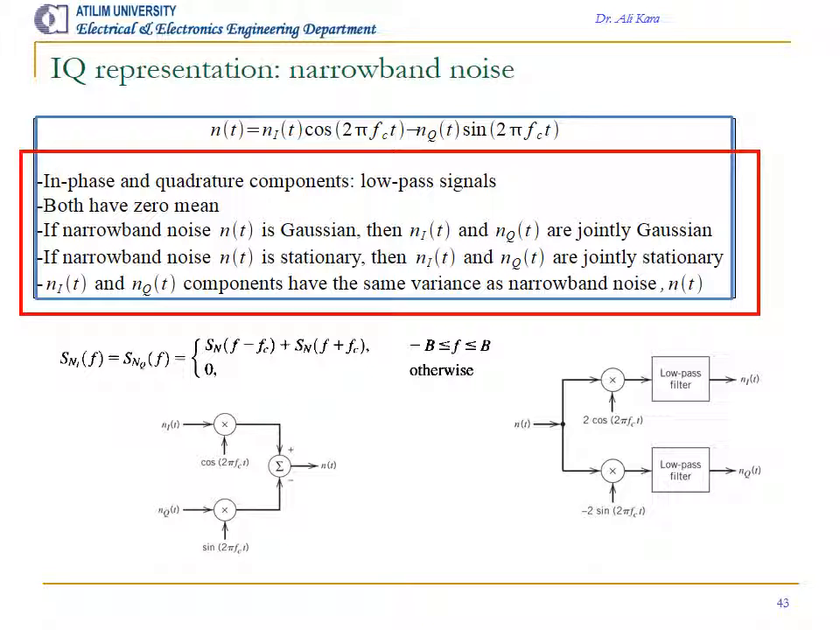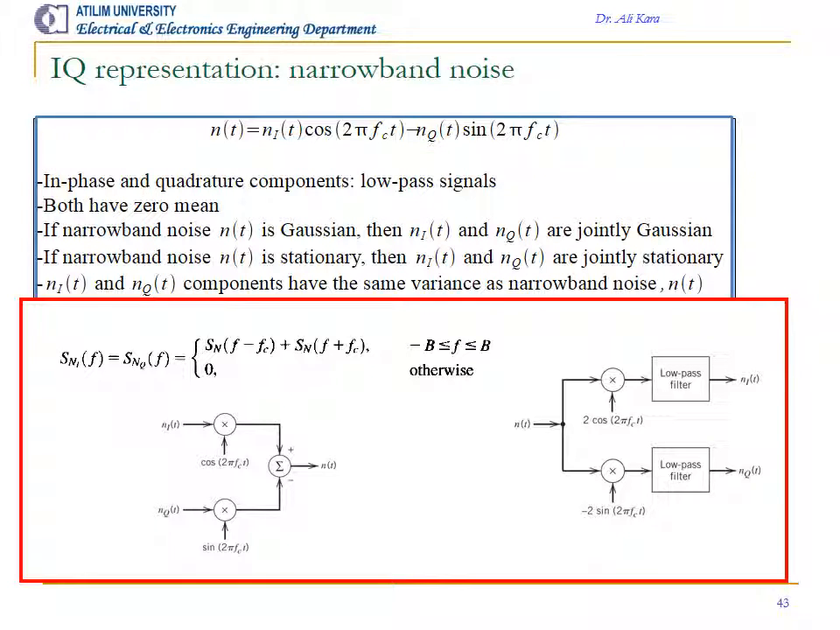If narrow band noise n of t is Gaussian, then nI of t and nQ of t are jointly Gaussian. If narrow band noise n of t is stationary, then nI of t and nQ of t are jointly stationary. nI of t and nQ of t components have the same variance as narrow band noise n of t. See in the figure how the n of t is constructed and then deconstructed into its in-phase and quadrature components.